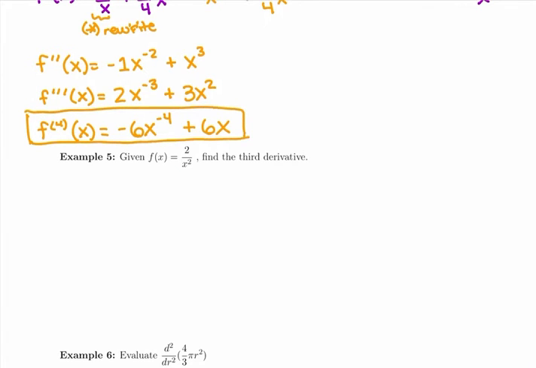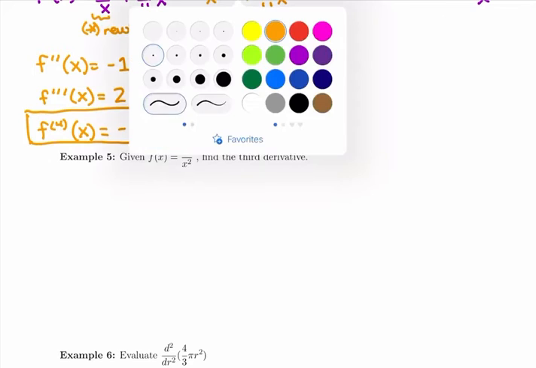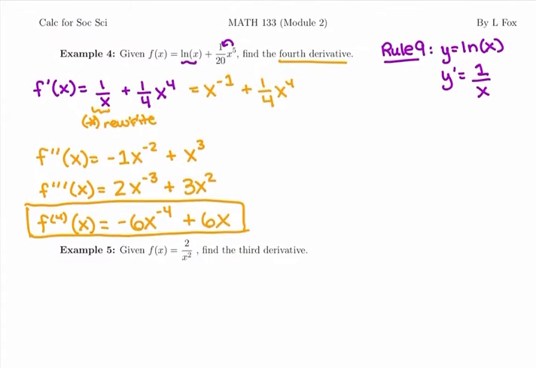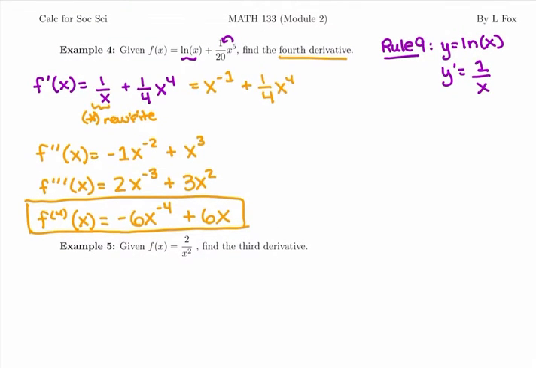And we're going to do the same thing on the next one. I would definitely feel free to pause the video. It's very similar to the one we just did. It's actually just a slightly easier version of what we just did, just to see if you can try it on your own. So try to take the third derivative of 2 over x squared. I'm going to do it here as well.